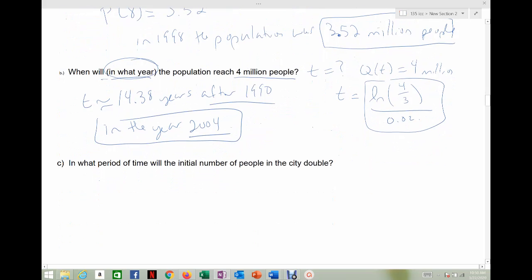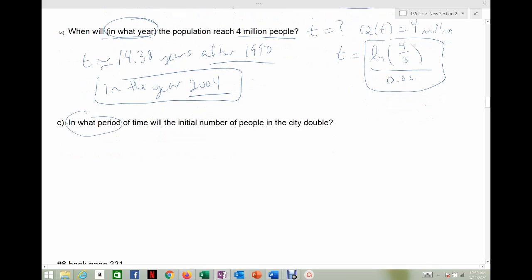All right, the next part. In what period of time did the population double? So how long will it take my population to go from 3 million to 6 million, right? Double. And so again, it's a lot like the previous answer. I'm looking for time, right? I'm actually specifically looking for doubling time, right? This is my doubling time.